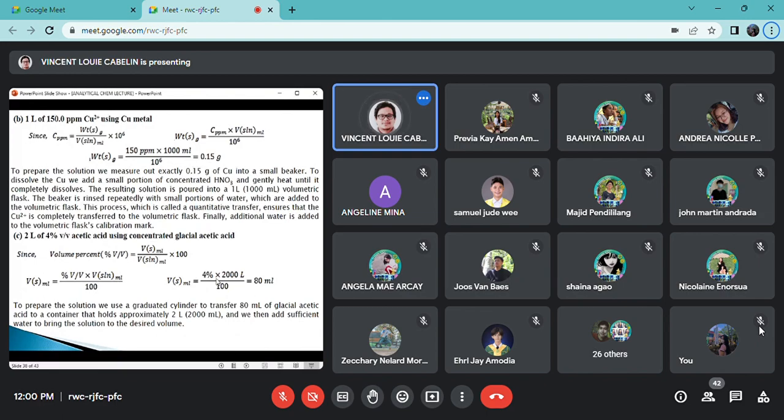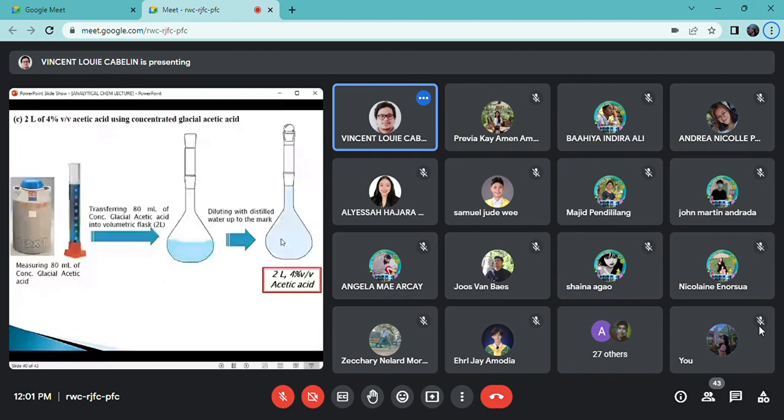This is 100% acetic acid. If we can do this in the laboratory, you would really smell the scent of vinegar. Any question, guys?